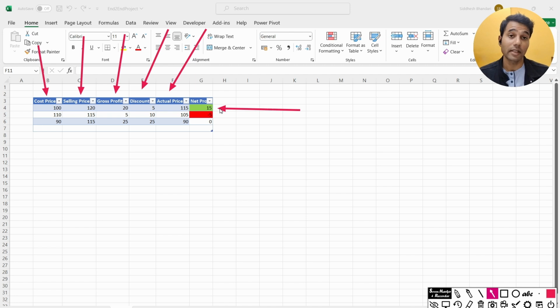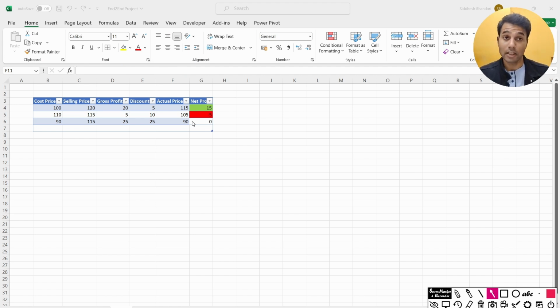So this is why there are two different values. You have a gross profit which is rupees 20 and you have a net profit which is rupees 15. In the second case, my cost price is rupees 110 and my selling price is rupees 115, which means I'm making a profit of rupees 5. But I am giving a discount of rupees 10, which essentially makes the actual selling price to be 105, thus giving me a loss of rupees 5.